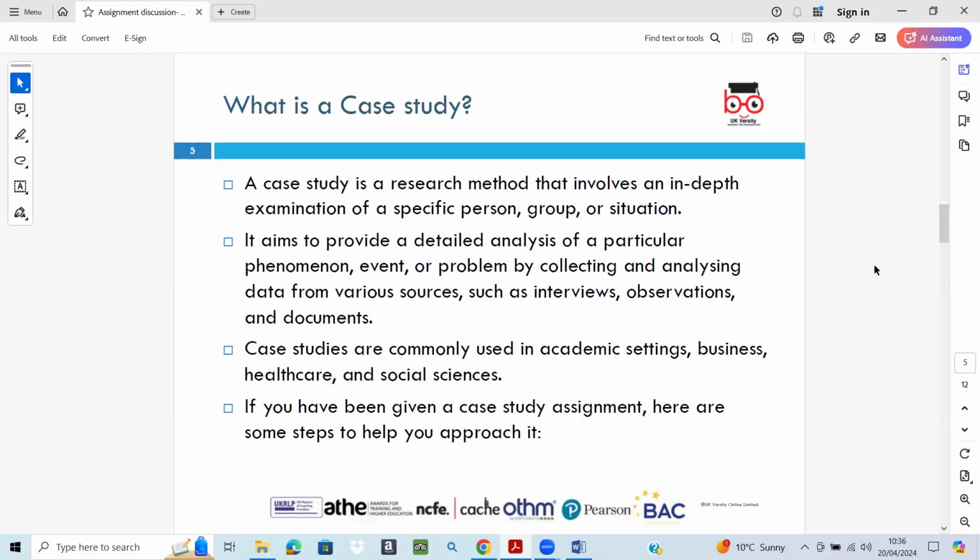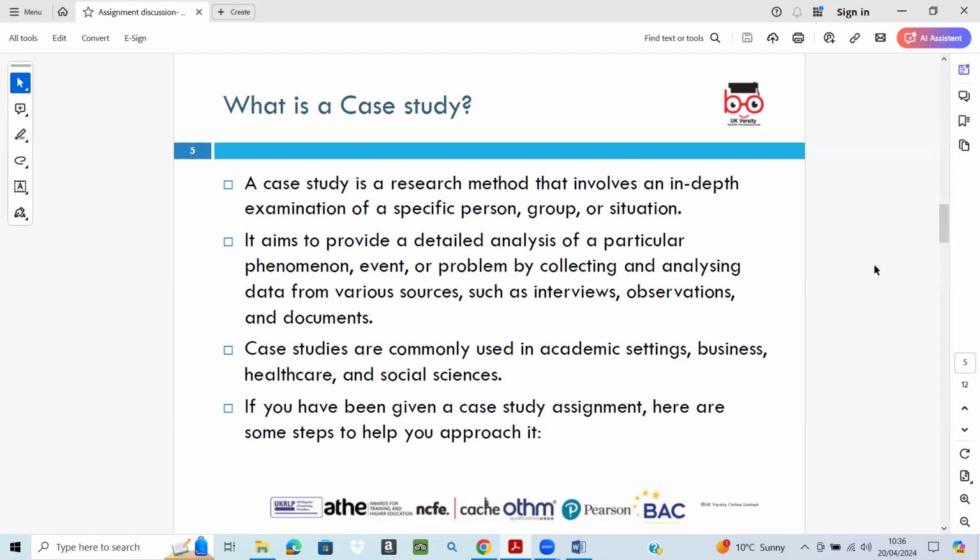Now they are asking to discuss case studies. So what is a case study? Okay, so we will learn about case studies, which are a crucial research method that we will often use or encounter in various academic and professional fields.